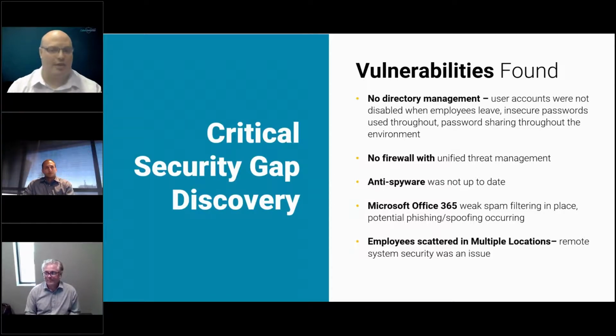There were issues with the anti-spyware functionality, the Office 365 we talked about, and then the remote system security was an issue, about not being able to control the IT side from somebody else at one of the other offices and having a lot of concern about how that might play down or how that might cause extra risk. So from there, we began the process of implementing these. Let's get to the next slide there.